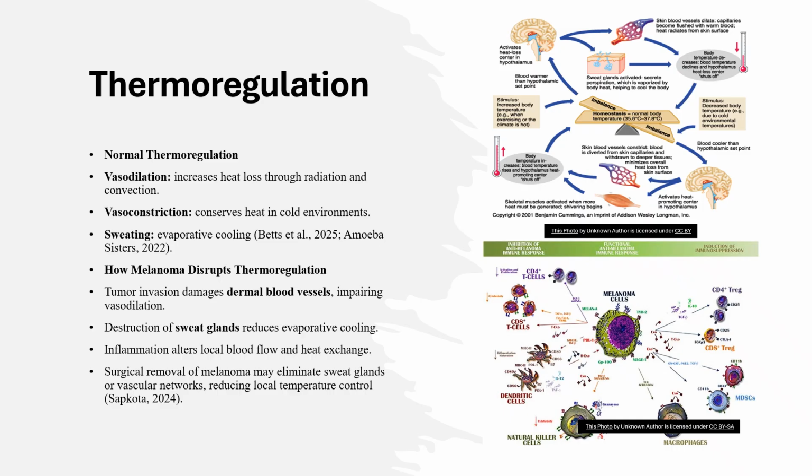Melanoma can disrupt this process in several ways. Tumor invasion can damage dermal blood vessels, making it harder for the skin to dilate and release heat. If sweat glands are destroyed, the body loses some of its ability to cool itself through evaporation. Inflammation around the tumor can also alter blood flow. And after surgical removal of melanoma, the loss of glands or vascular structures can further reduce thermoregulation efficiency.